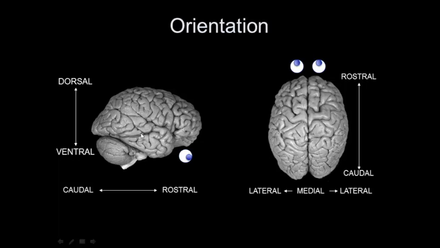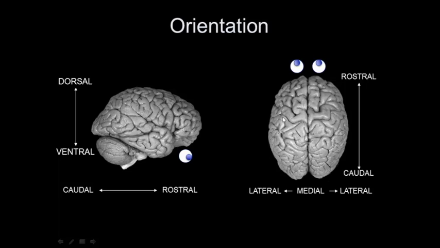a caveat very soon, but for most of the brain, certainly for the hemispheres, dorsal means towards the top, and ventral means towards the bottom, okay? And rostral means towards the front, and caudal means towards the back, okay? If you look at this, we're looking now at the dorsal aspect of the hemispheres, from the top, and rostral is towards the front, towards the eyes, and caudal is towards the back.